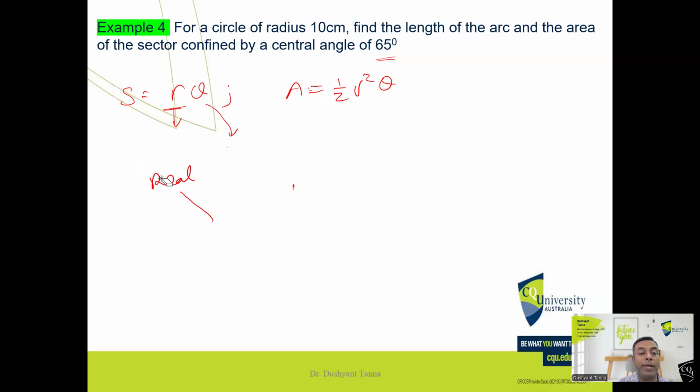Another reason we have to establish a connection between degree and radian. Right. So S is r theta. Make sense?